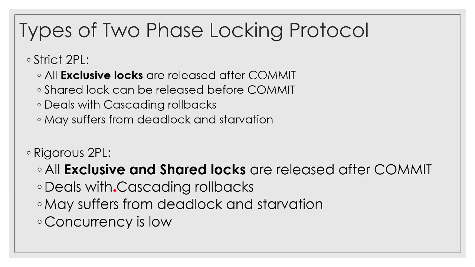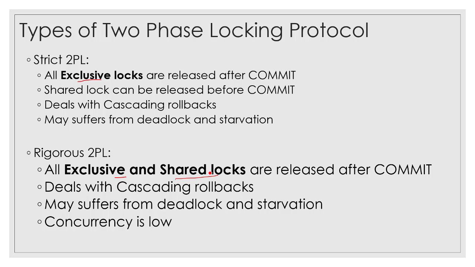In strict, we are only releasing the exclusive lock after the commit, but in case of rigorous 2PL, we are releasing exclusive as well as shared locks after the commit. It deals with cascading rollback but may suffer from deadlock and starvation. And in this case, the concurrency is very low because we are holding all the data until the transaction is over. So let us take some examples of all the four types of two-phase locking.